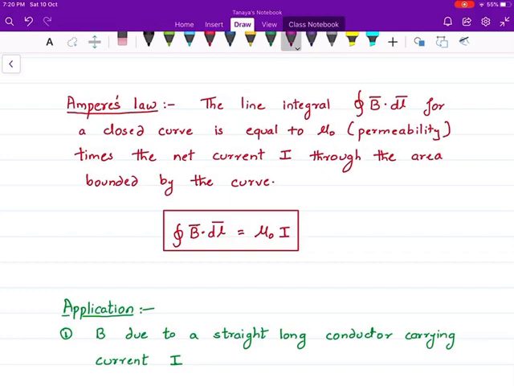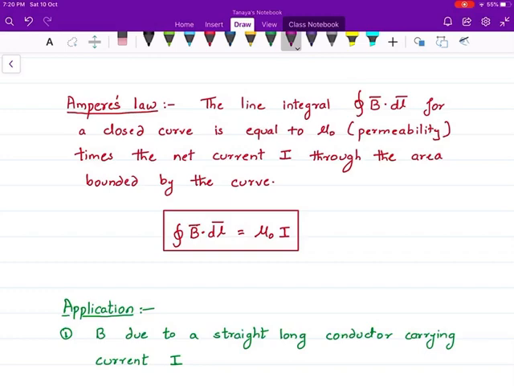Now let's see what this Ampere's law is. Ampere's law states that the line integration of B bar dot dl bar for a closed curve is equal to mu naught times the net current I through the area bounded by the curve. The equation for Ampere's law is closed integral B bar dot dl bar is equal to mu naught I.